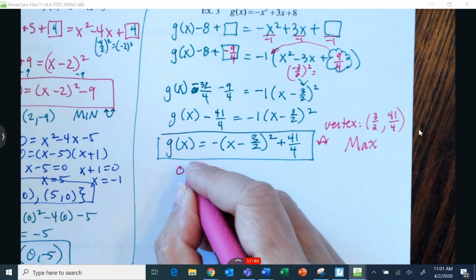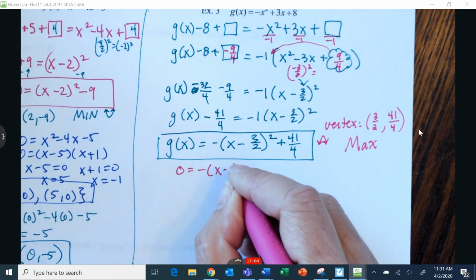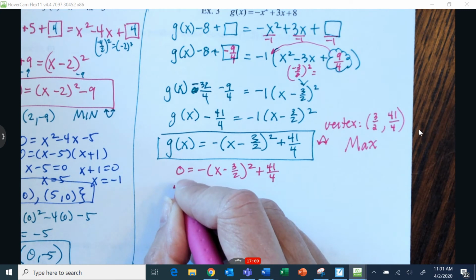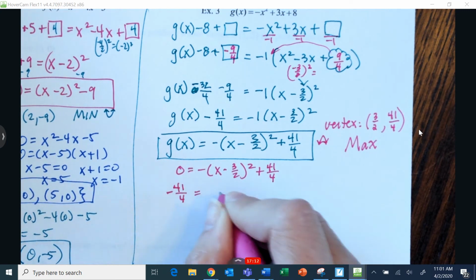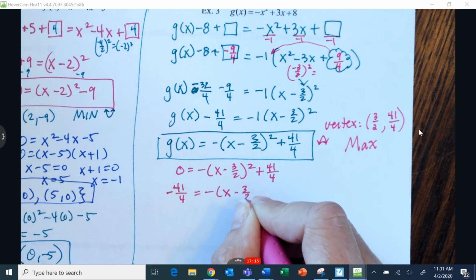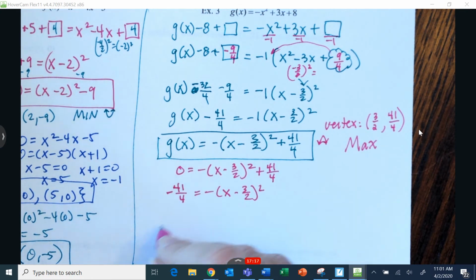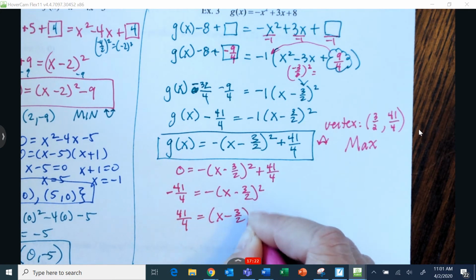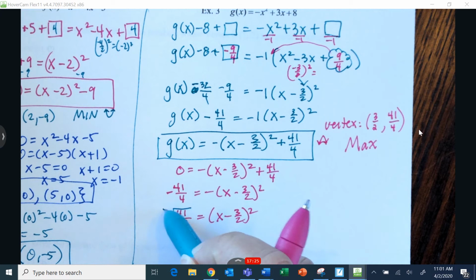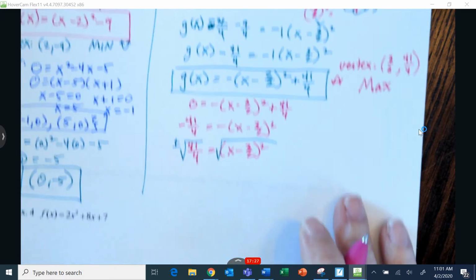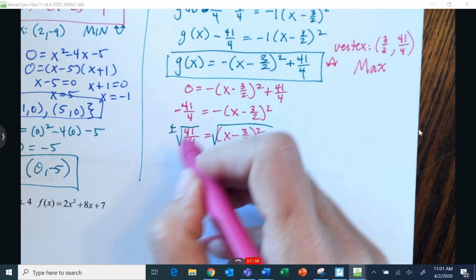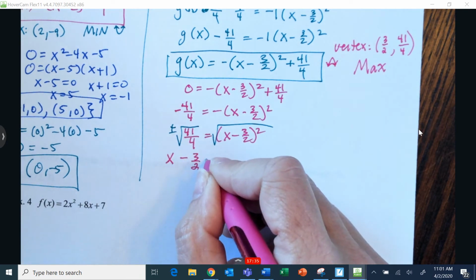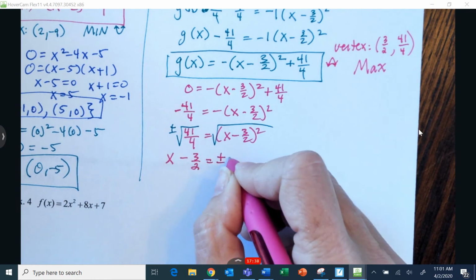So I'm going to do 0 equals negative x minus 3/2 squared plus 41/4. Move that over. Negative 41/4 equals negative x minus 3/2 squared. Divide or multiply both sides by -1. I'm going to square root both sides, which means plus minus. I'm also going to rearrange it. X minus 3/2 equals plus minus square root 41.